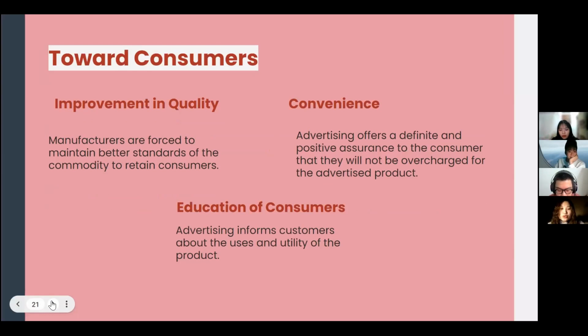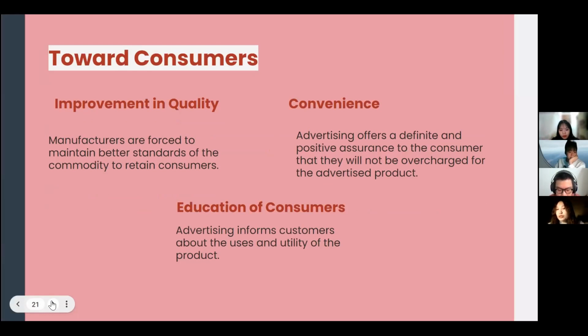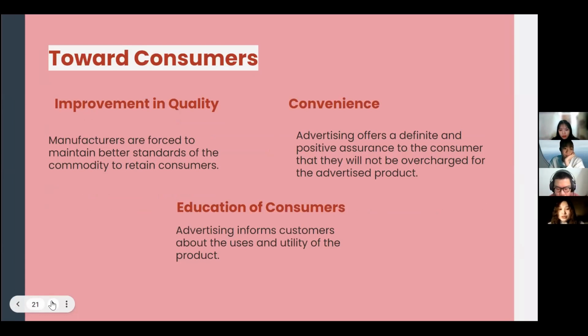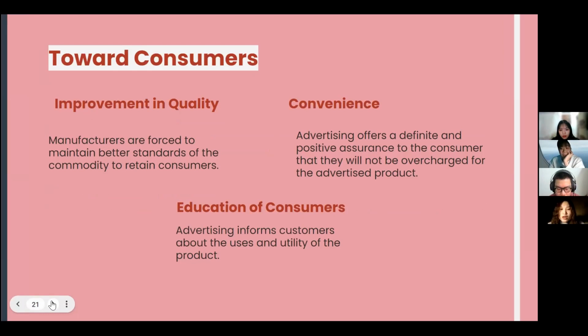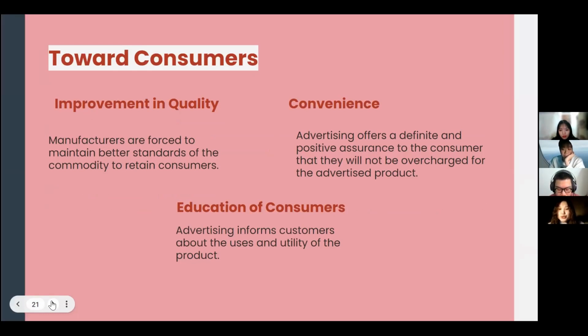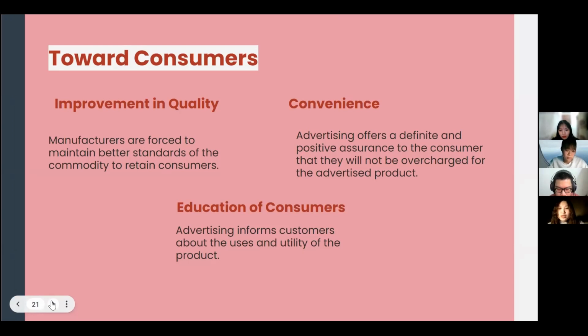The producer always tries to retain their old consumers and make new ones by introducing some special changes in their product to make it different from the others. Manufacturers are forced to maintain better standards for the commodity of retained consumers. Usually, goods are advertised under brand names. When a person is moved by the advertisement to use the product, they persist in the hope that the content of a particular brand will be better than other brands of the same good.